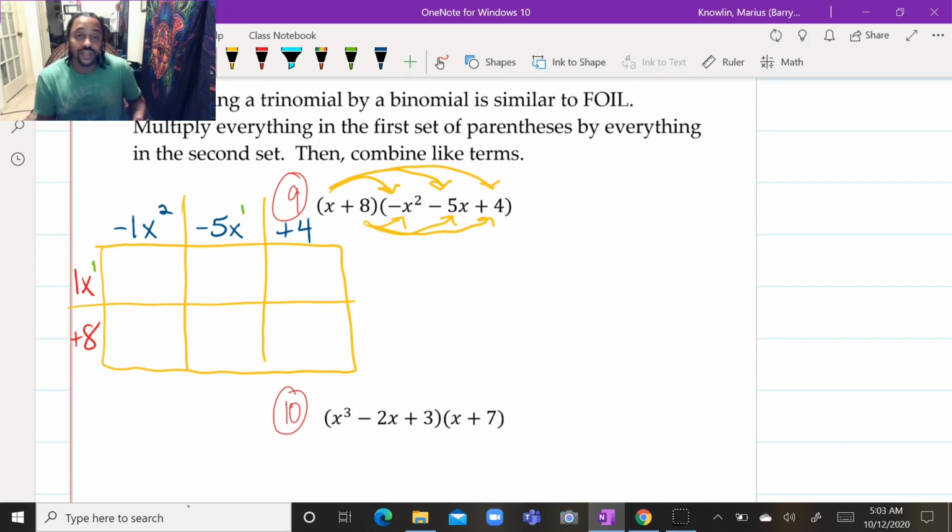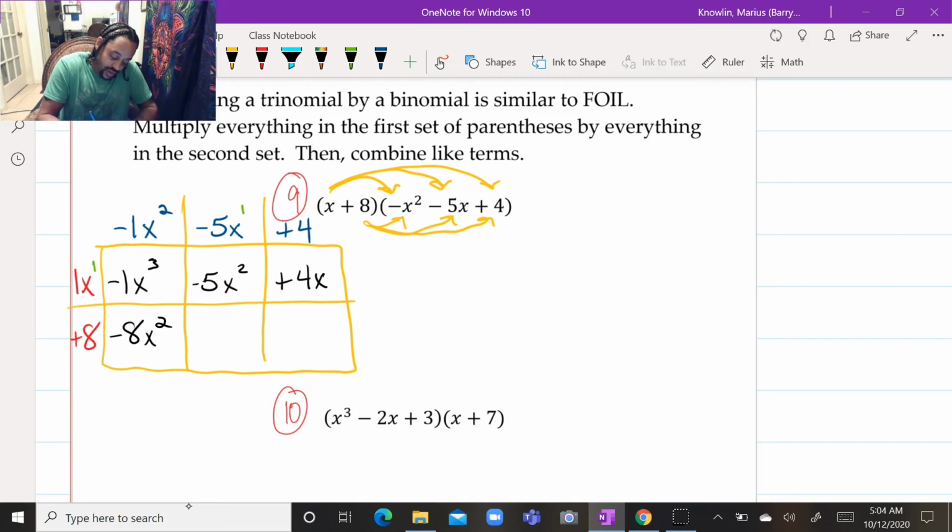Now we're just going to continue to do the same thing. Multiply the coefficients, add the exponents. So positive 1 times negative, that's negative 1x, add the exponents, to the third. This is going to be negative 5x squared. This one is going to be positive x. Then we move down to the next row. That's going to be negative x squared. That's going to be negative 40x. And then the last one is going to be positive 32.